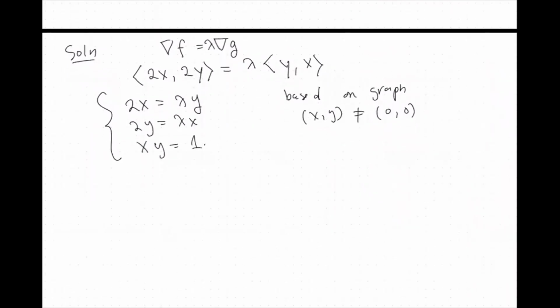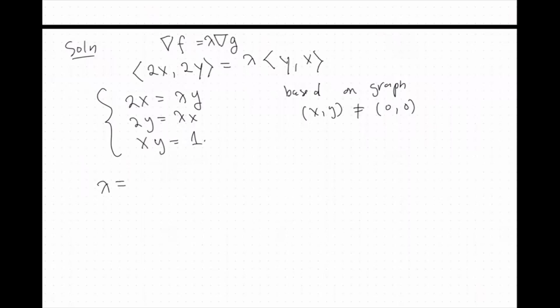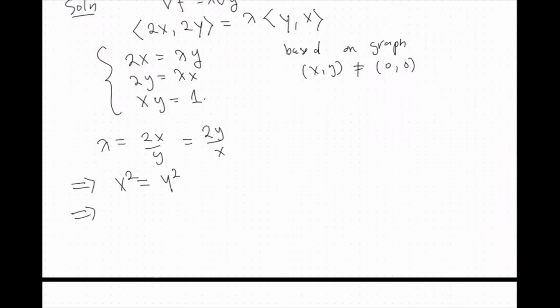All right, now let's solve for lambda. So lambda is equal to 2x over y, and this is also 2y over x. That means if we equate these, we get x squared is equal to y squared. So this means that x is equal to plus or minus y. Okay? All right. But xy is equal to 1.